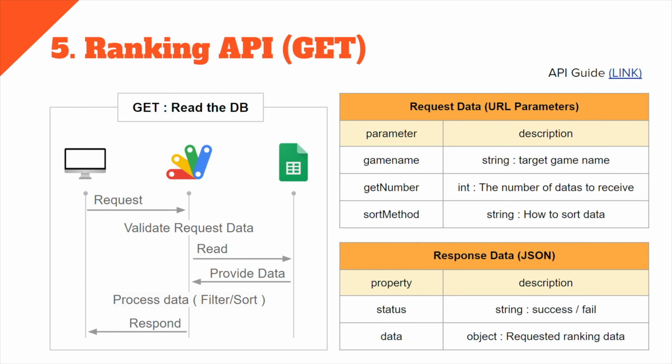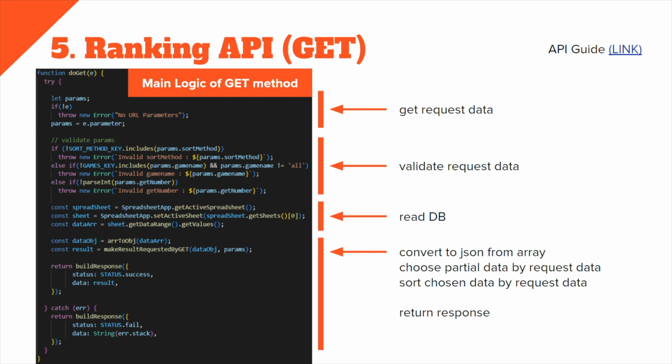This is more detail of the GET method. First, a client requests to the Apps Script, and the Apps Script validates the request data and reads the database, and then does some processing such as sorting, filtering, converting, and so on, and then finally provides the response to the client. This is the real code of the GET method. Main logic: get, validate, read, and do some processing. Convert, choose, sort, and finally provide the response to the client.